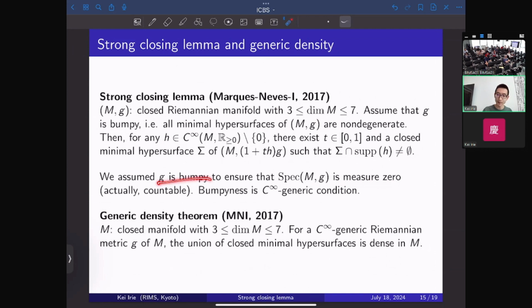Actually, if g is bumpy, then there are at most countably many minimal hypersurfaces. So this set is countable. So of course, in particular, measure 0.